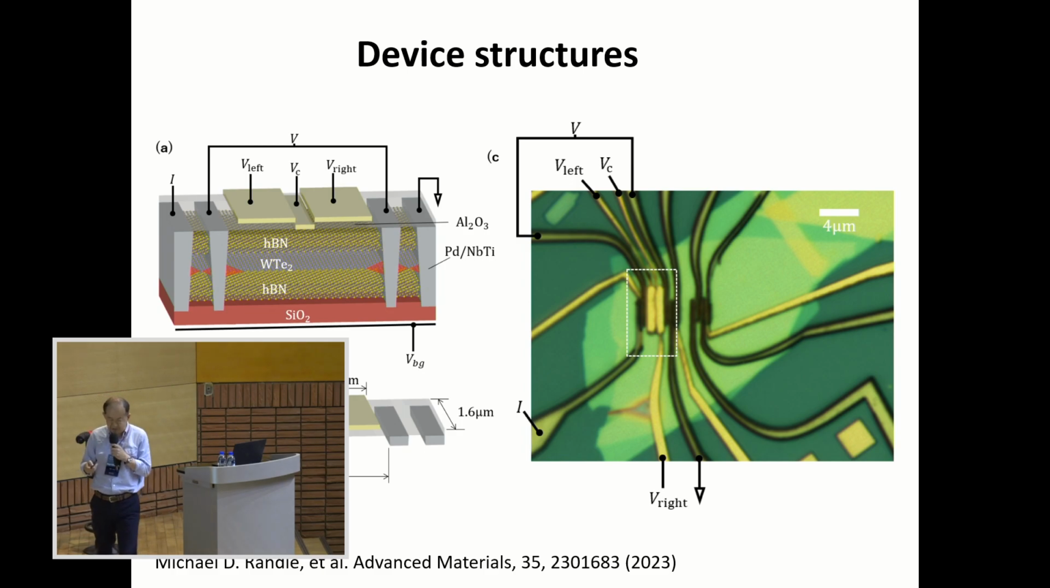Also, we found it is important to deposit palladium first. This is where we found it important to make good contact. So the hope was to induce superconductivity with the left and right gates, and then to change the coupling between the two contacts with this center gate, VC.